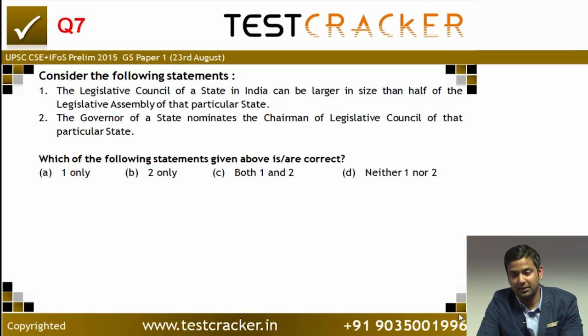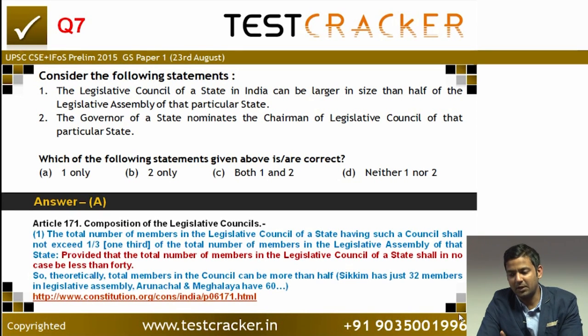But if you read Article 171 completely, the statement does not get over there. It goes on to say, provided that the total number of members in the Legislative Council in any state shall in no case be less than 40, which means we are talking about this function. The function is 1/3 or 40, whichever is more. Now if you look at the northeast states, for example, Sikkim has just 32 members in the Legislative Assembly, Arunachal has just 60 members. So if they come up with a Legislative Council, they will have to have at least 40, right? So in these cases, the ratio will be actually much greater than half.